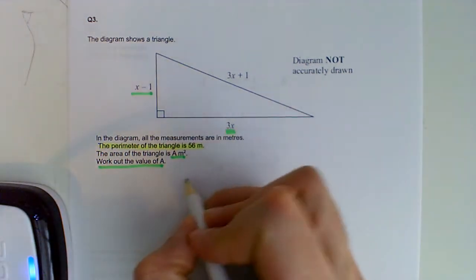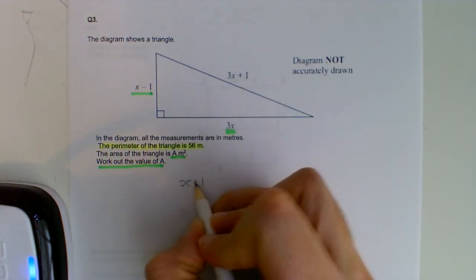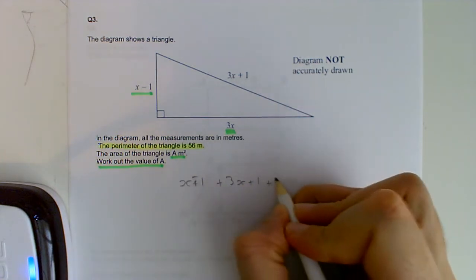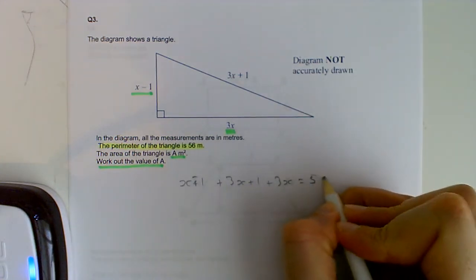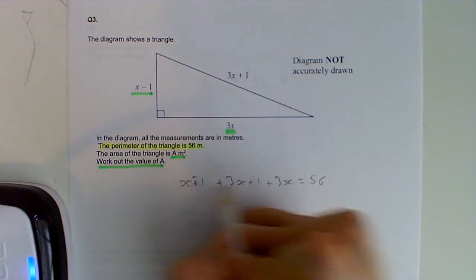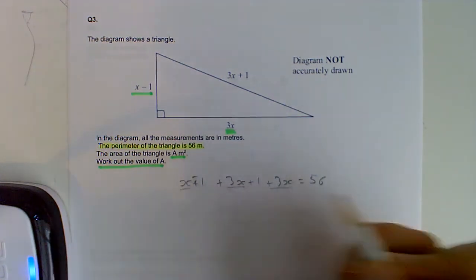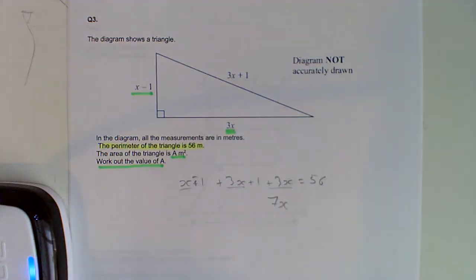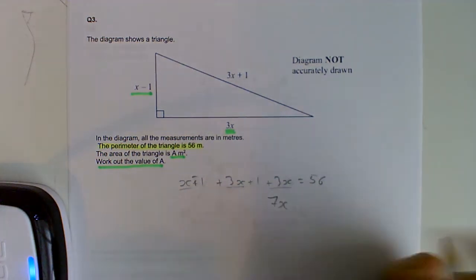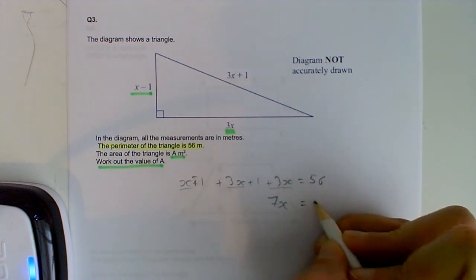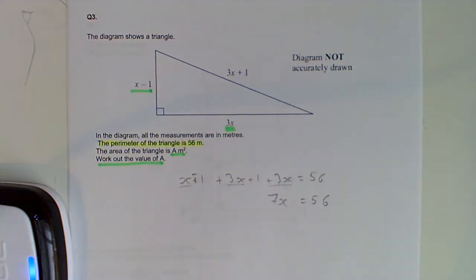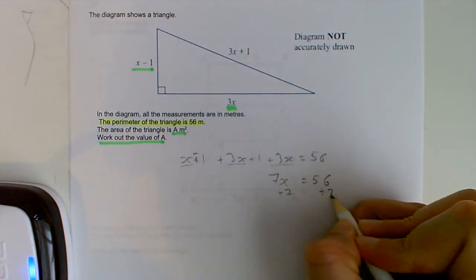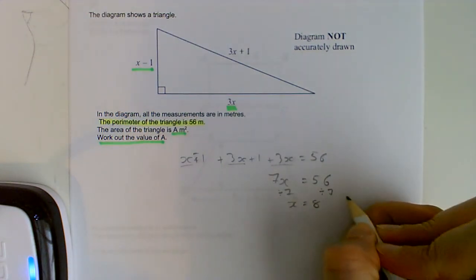Okay, so what you should have been doing here was x minus 1 plus 3x plus 1 plus 3x equals 56, and then simplifying this, 3x, add 3x, add x, which is 7x. And then minus 1 plus 1 will disappear. So we'll just end up with 7x equals 56. So it's a nicer equation to solve this time. So divide both sides by 7. So we get that x equals 8.